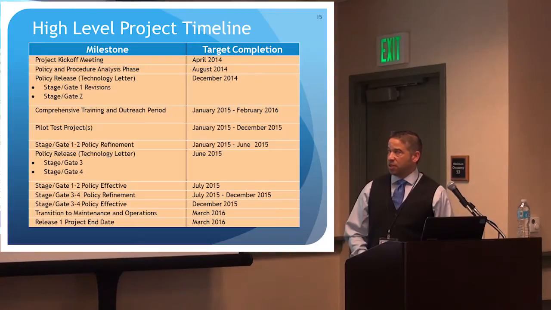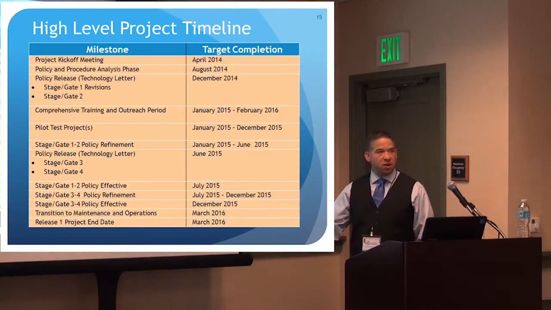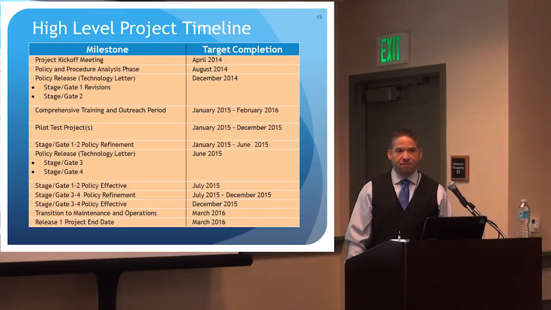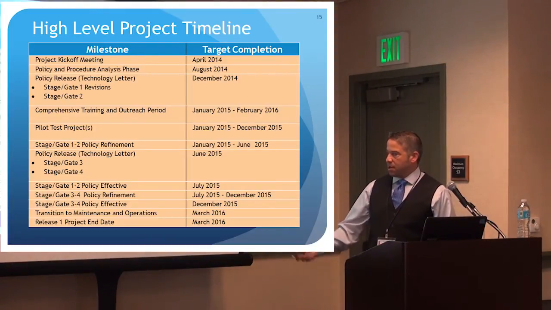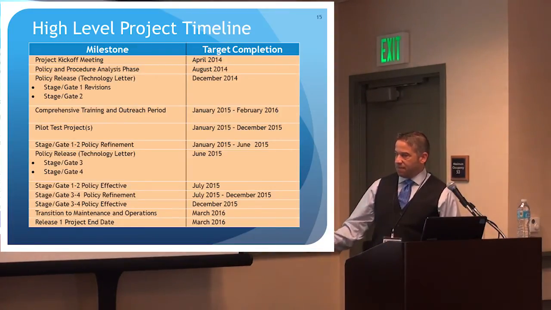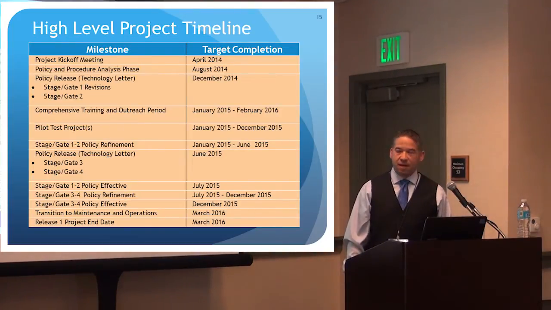And then a policy release for stage 3, the procurement phases and solution phase in June of 2015. And then again, another 6-month period for policy and procedure refinement. So that's our timeline. Our current project transitions to M&O, maintenance and operations, in March 2016. And our preliminary project, release 1 of the STAR project, will then come to an end.